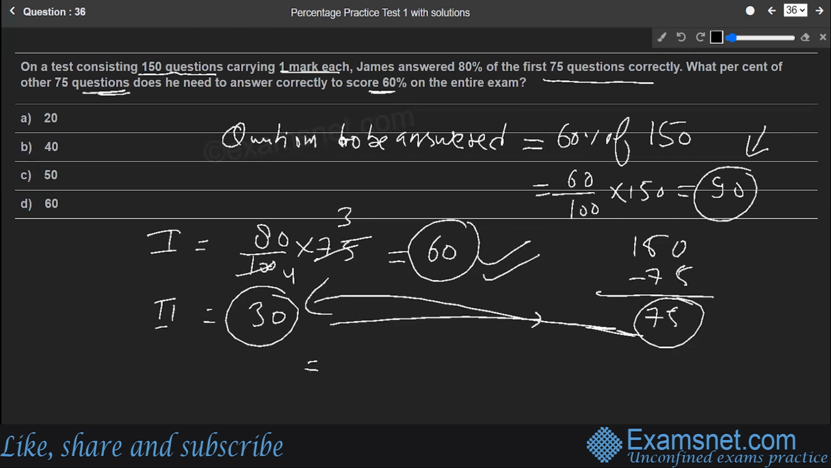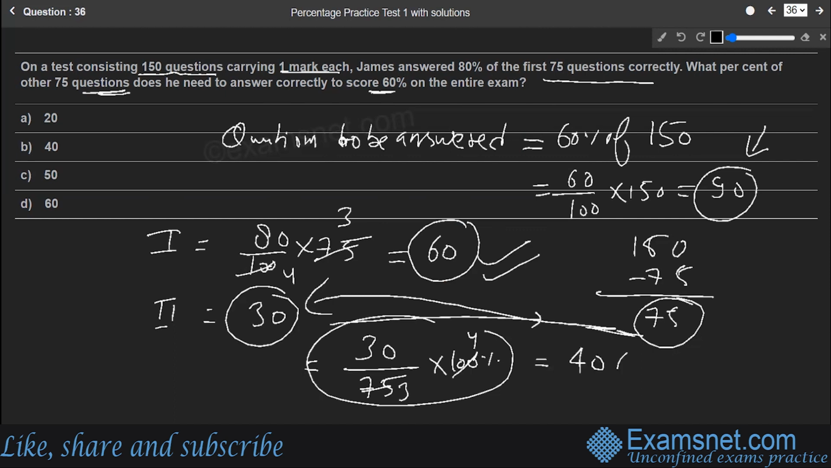Let us find out 30 is what percent of 75. We have to do 30 by 75 into 100. This is how we can find out 30 is what percent of 75. If we solve this further, this can be cut by 4, this by 3. So it's going to be 10 into 4, that is 40%. So we can clearly say that 40% of the questions of the second set of 75 questions are supposed to be answered so that the ultimate total is 60% of the entire exam. So the right answer is 40%. Let's see where it is available, in option number B.